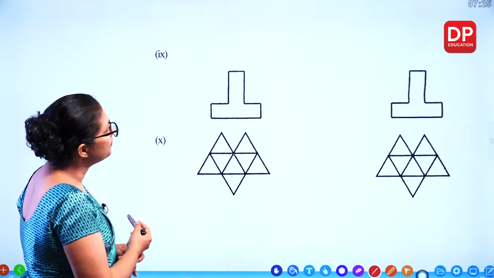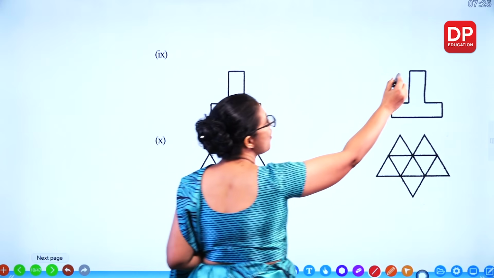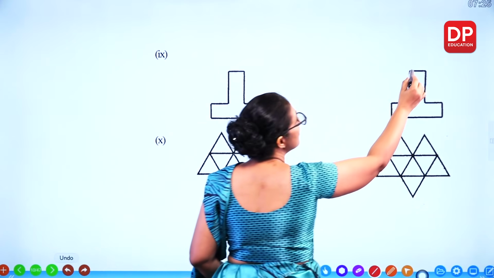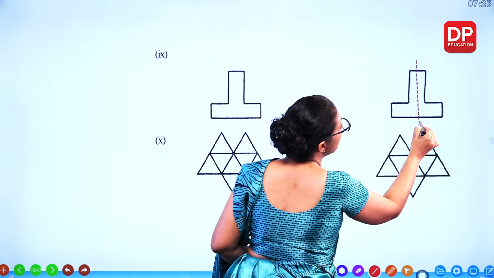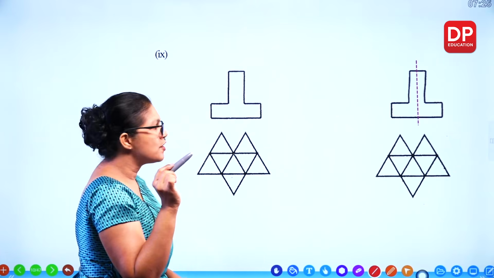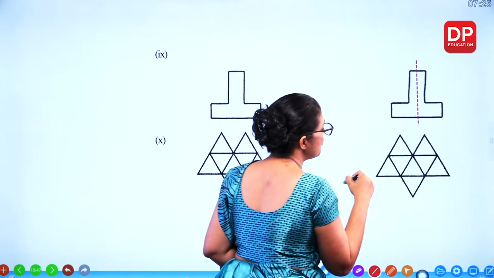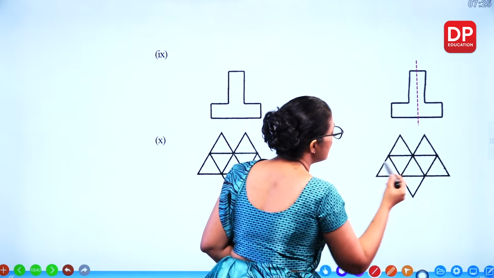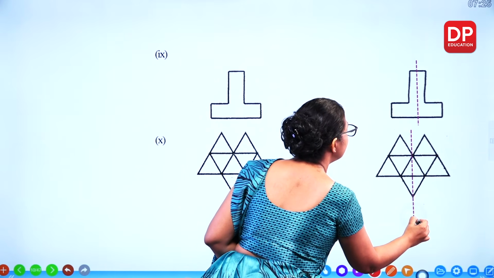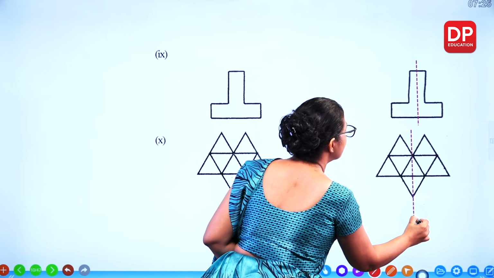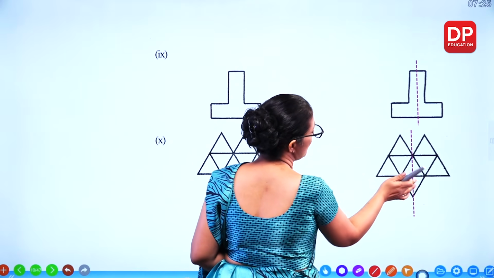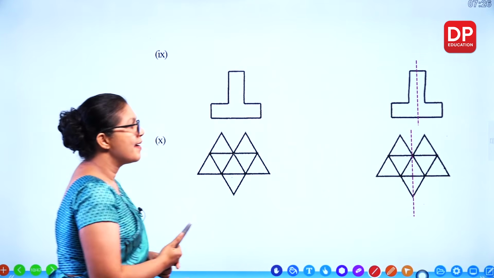Take this diagram. You can draw a line here. That's the line of symmetry. Axis of symmetry, symmetric line. What about this one? You can draw a line here. Can we draw another line? No, because this is different. So only one line.